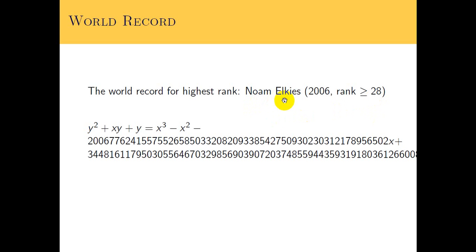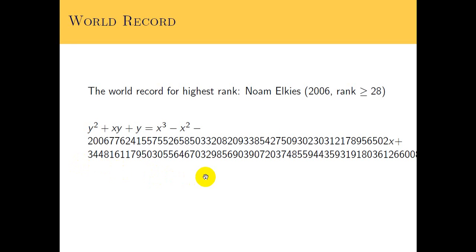And mathematician Noam Elkies was the world record holder for showing what the highest rank possible is. And how did he prove it? He proved it by giving a curve, and this is the equation for it, and showing that there are 28 independent points, and all generate their own integer dimensions disjoint from the other ones, except the trivial intersection, of course. So this is how you do it.